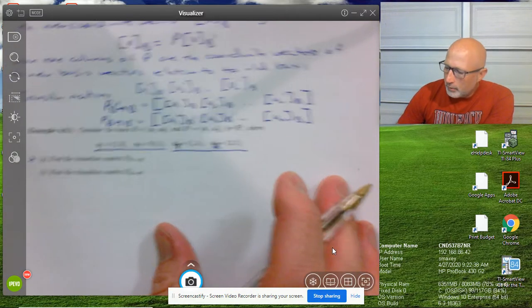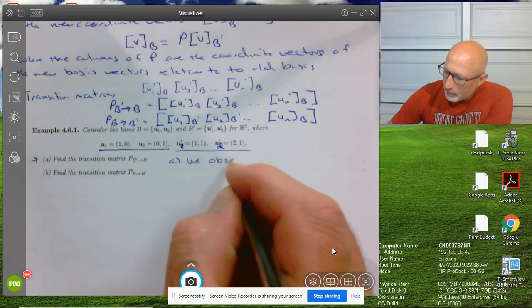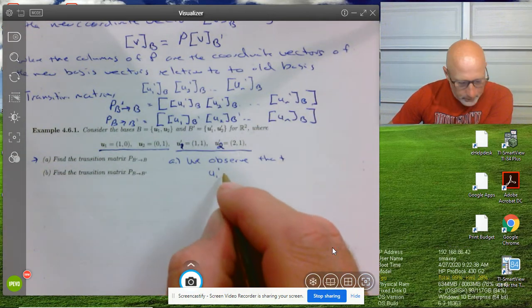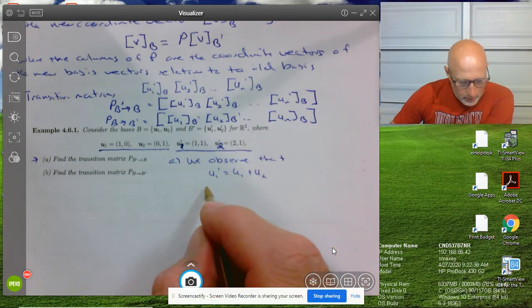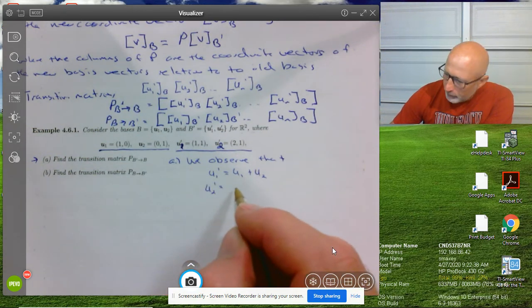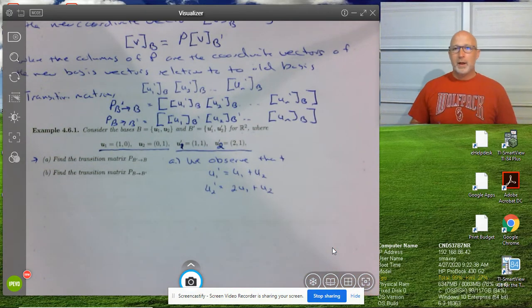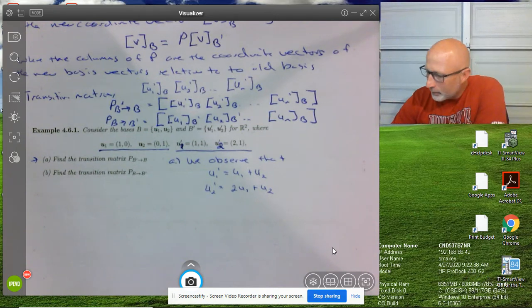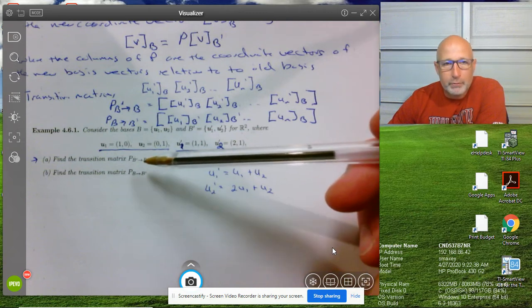So what we do for A, we observe that U1 prime is equal to U1 plus U2. And U2 prime is equal to 2U1 plus U2. So let's step back a moment. Where did I pick these things? It seemed like they were just picked out of a hat. And then why did I pick these things? So let's try and make use of this. What I'm trying to do is go from B prime to B.